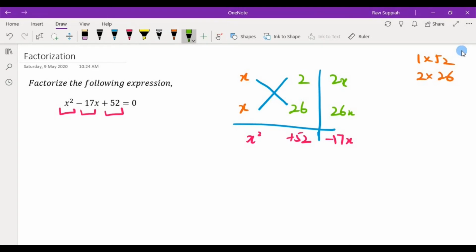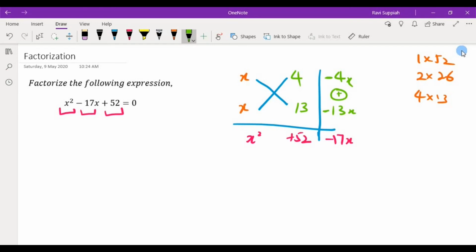So 52 divided by 4, what do you get? You get 13. So if I take 4 times 13, let's see what I get over here. If I take 4 and 13, I get 4x and 13x. Now you see that if I add 4 and 13 together, I can get 17, correct? Now the thing is, I want to get negative 17x here. That means I need a negative 4x and negative 13x. Add them together, I get negative 17x.